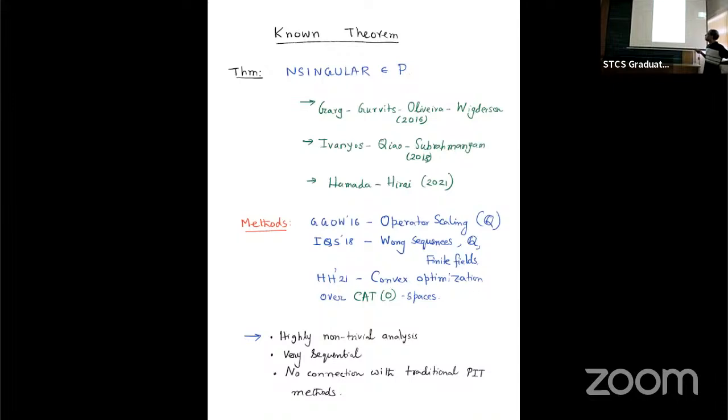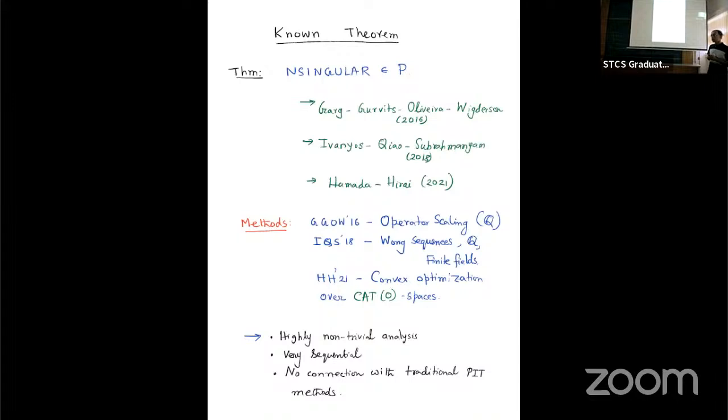Okay, so let me remark a few things about these algorithms. They are highly non-trivial analyses, extremely sequential. You would love to have parallel algorithms for this problem, but these algorithms are extremely sequential. And ultimately, you are doing some kind of algebraic computation, and it seems to be using very different techniques. So apparently, these algorithms do not show any connection to the traditional PIT methods. Like you don't see any polynomial identity testing as such in these solutions.